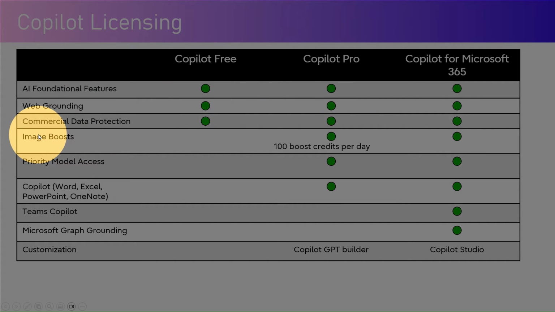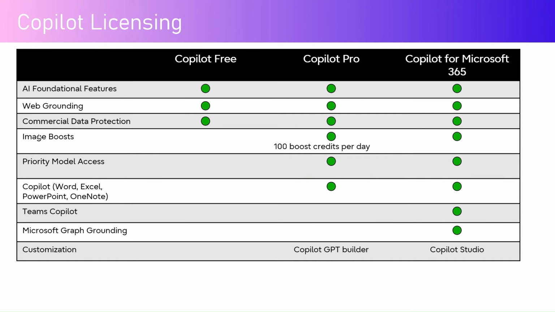Now, image boost, like I gave you the definition of boost. Boost basically gives you more compute space, or it generates an image within a specific amount of time. With Copilot Pro, you get 100 boost credits per day. So that means image will be rendered quickly compared to the free version.